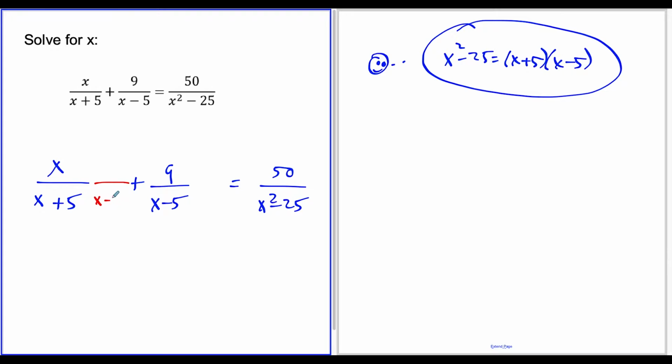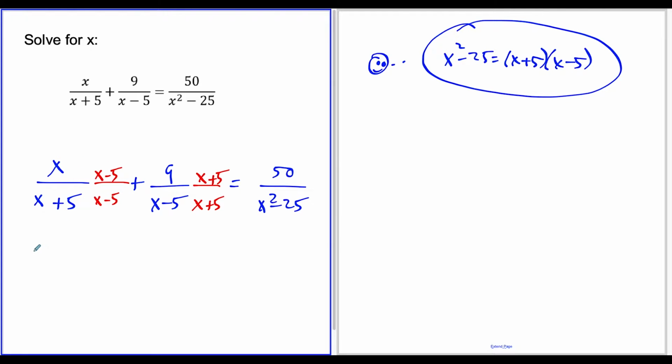So we have to multiply the first fraction by x minus 5 over x minus 5. And then notice the second fraction here with the denominator of x minus 5 is missing the x plus 5 factor. So we have to multiply this one by x plus 5 over x plus 5. And then from here we simplify this.